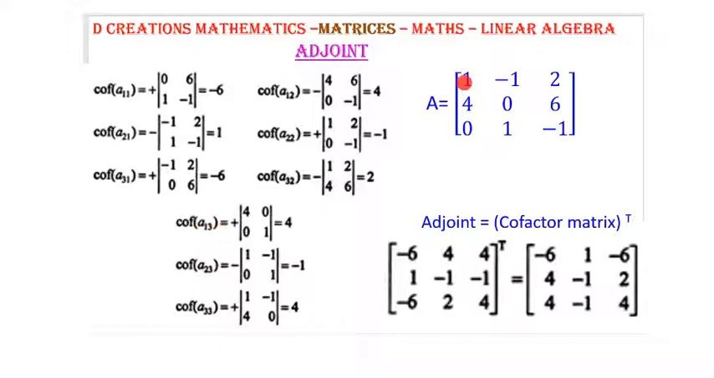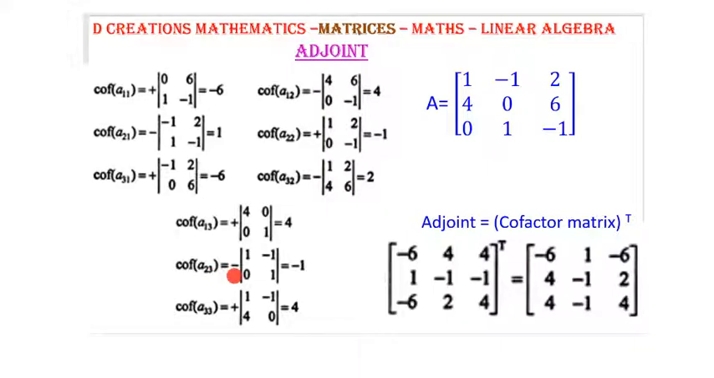Now let's go to the cofactor of A13. What is A13? Row 1, column 3. Exclude row 1, exclude column 3. So you are left with 4, 0, 0, 1. Again, easy. 4 into 1 is 4. 1 plus 3 is 4, an even number, so no change in the sign. So the answer is 4.